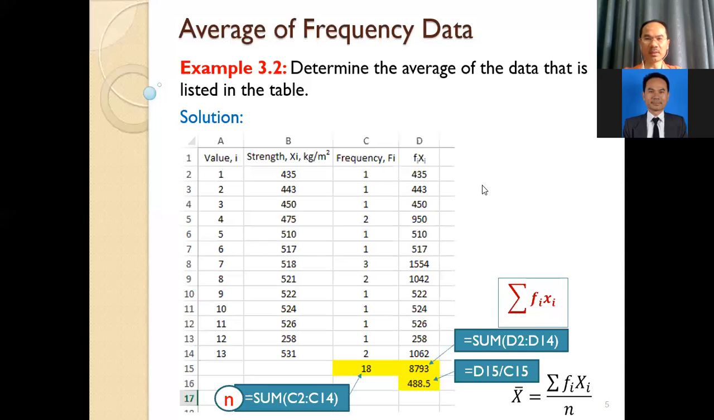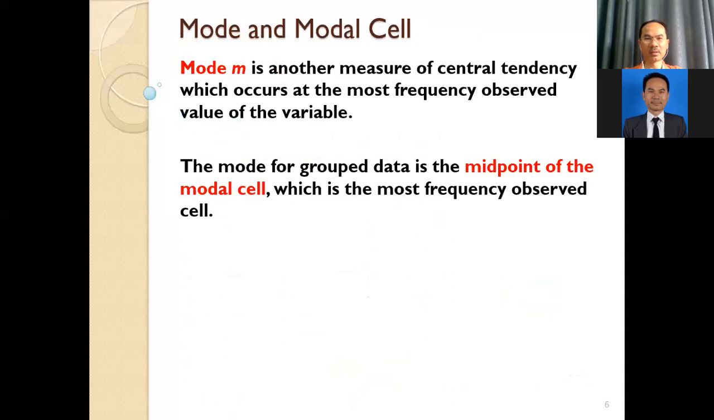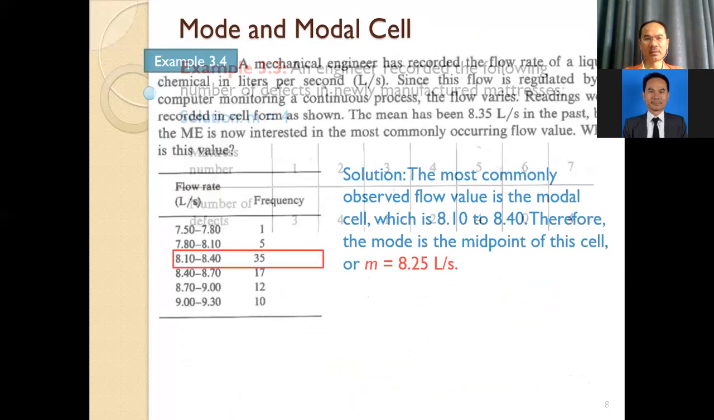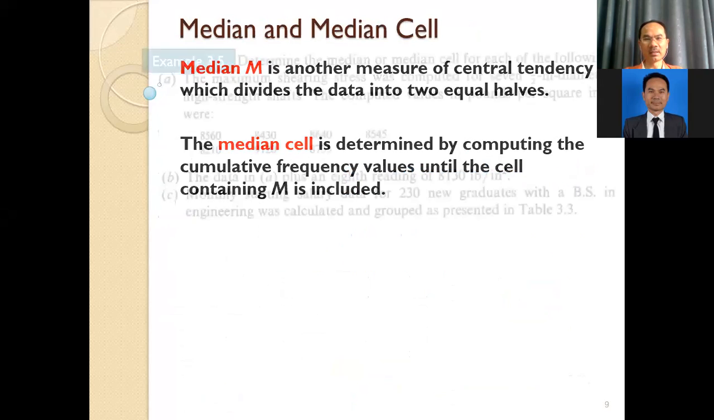Okay, for the next property that I will talk about, I think you remember when you studied in high school: mode, median, mean. I'm not sure about the Thai terms. Mode is the center value, I forgot the Thai word. Okay, we have mode and median.